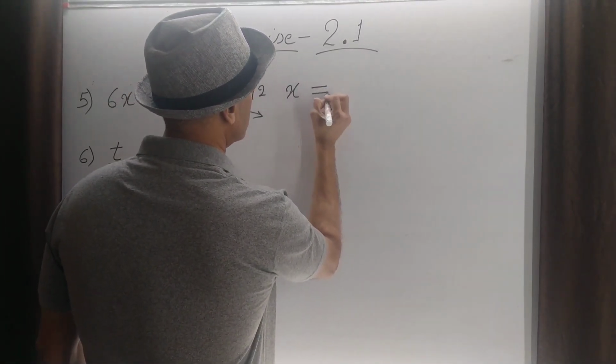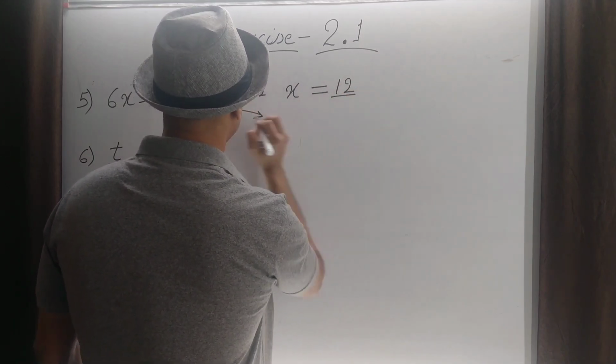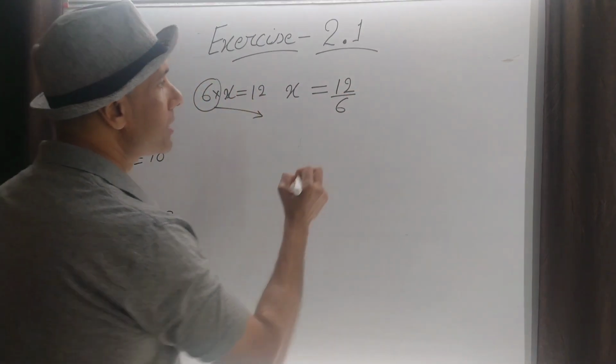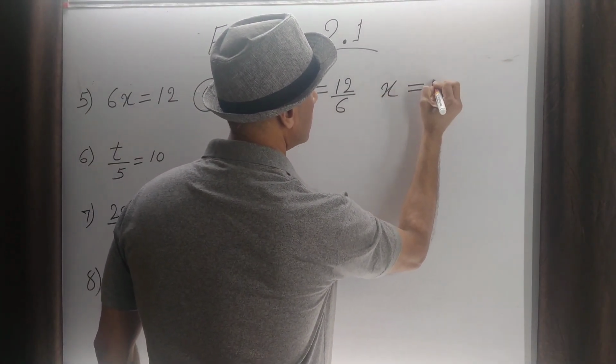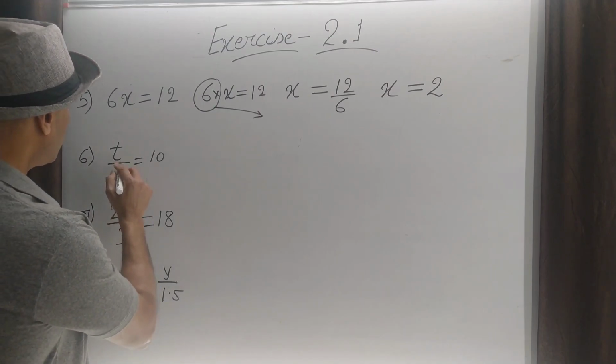Okay, so x is equal to 12 divided by 6. So we get the answer as x is equal to 2. Clear? Moving on to the next question.